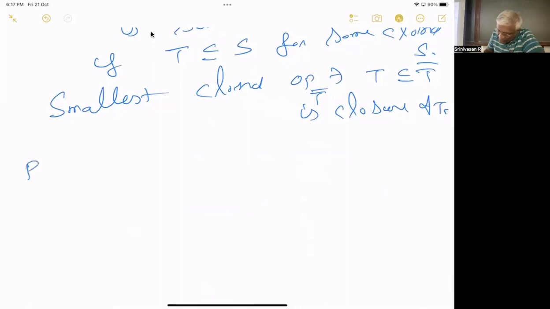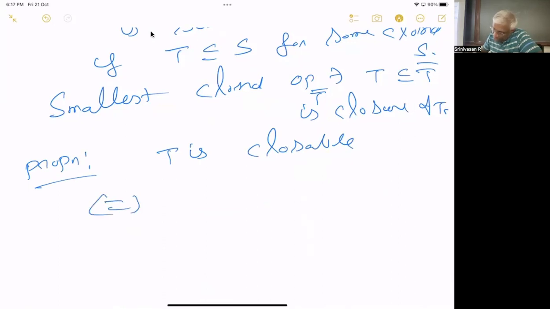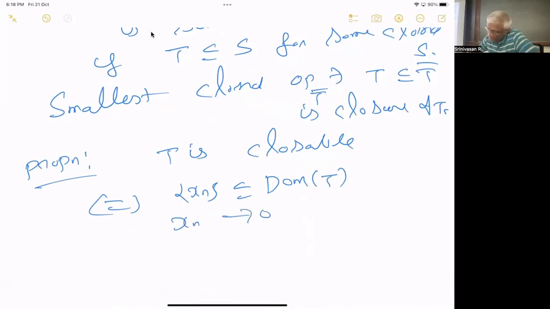Okay, so now maybe another proposition. This is also a remark only. T is closable is equivalent to this condition: if x_n contained in the domain of T, D(T). Sometimes I write domain of T, sometimes D(T), it's okay. If x_n converges to 0, and T of x_n converges to y, then y equals 0. That's all. That's a simple condition.